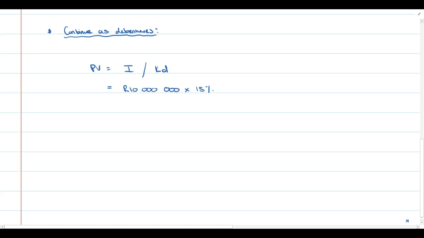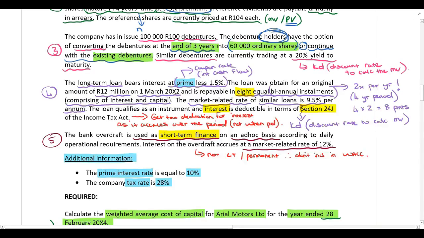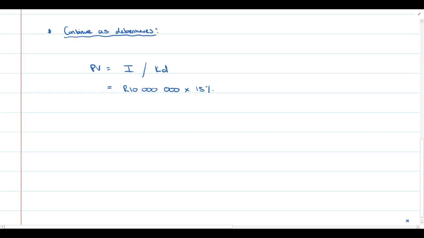Then because this is a debenture and we pay interest on debentures, you need to consider the tax consequences. Remember, interest is deductible for tax purposes. So if you go back to the information provided in the question, we were told that the tax rate was 28%. So if the company is going to get a tax deduction for the interest that they pay on the debentures, we need to calculate what this interest cash flow is after tax, meaning I need to multiply that by 72%.